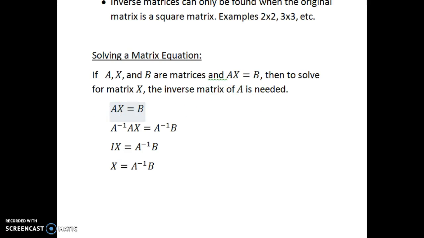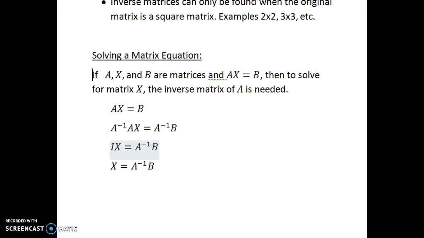Let's say I start off with AX equals B. To remove the A from the left-hand side, I need to multiply by the inverse of matrix A. Whatever we multiply the left-hand side by, we also have to multiply the right-hand side of the equation by. So we multiply both sides by matrix A inverse. On the left-hand side, we have A inverse multiplied with A, and we know from above that A inverse multiplied with A gives us the identity matrix.